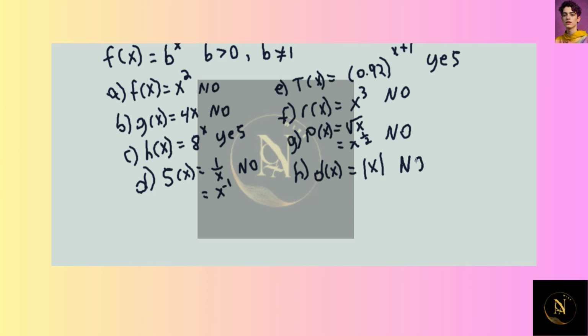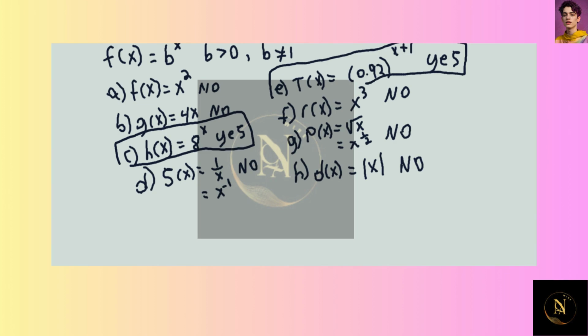So we were asked which of these are exponential, and we see the ones we marked yes. This one, right? C, h of x, a to the x is exponential, and e, right? Even though in the exponent we have an expression x plus 1, we do have a constant raised to a power where the variable is in that power. So those would be the exponential functions.